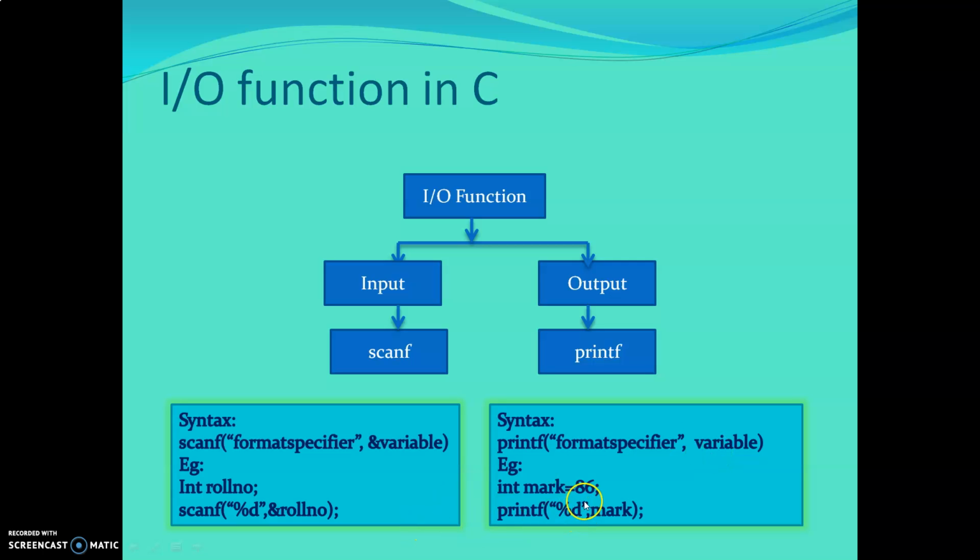Int marks equal to 86. So the value 86 is stored in the variable marks. Now we are going to display this value 86 on the screen. So printf %d marks. Here 86 is stored in the integer data type, so we are using %d and then the variable name marks.